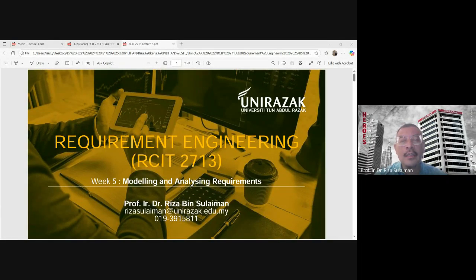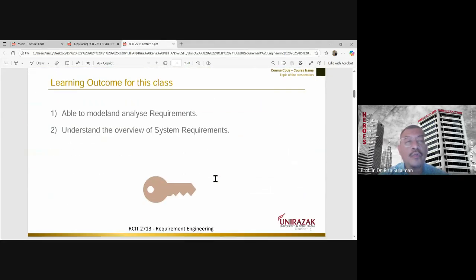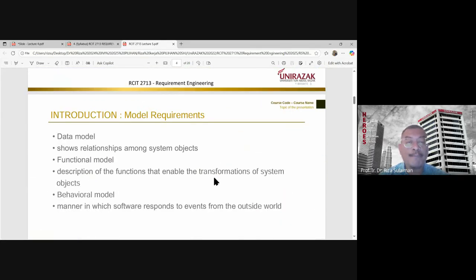Okay, good day, everybody. So today we are looking at topic five, modeling and analyzing requirements. All right. So again, I'm sure all of you have read the notes. I'm taking you through important points. As usual, you should know this by now. The learning outcome of our course. This is just a recap. I'm going to look into detail on the topics today.